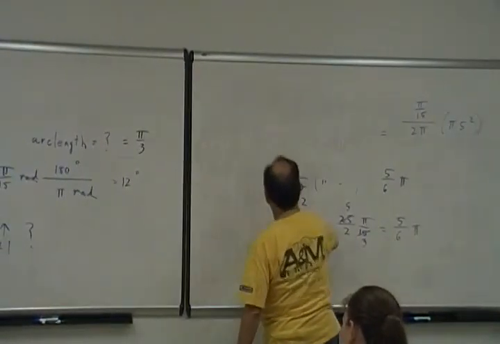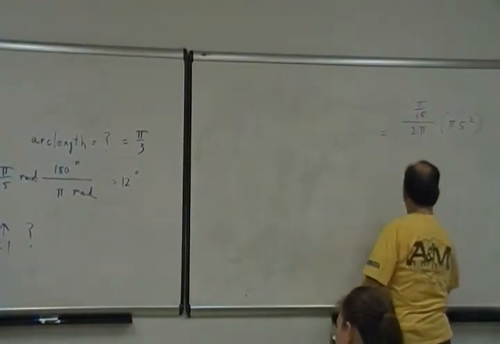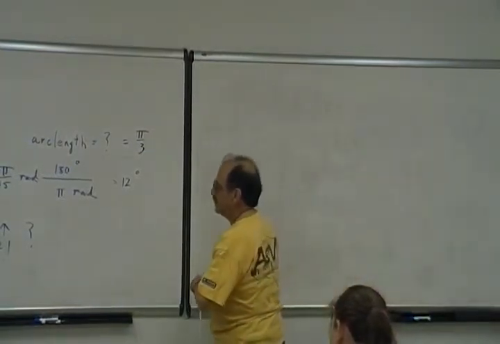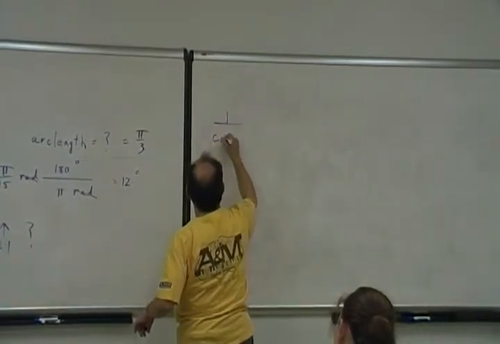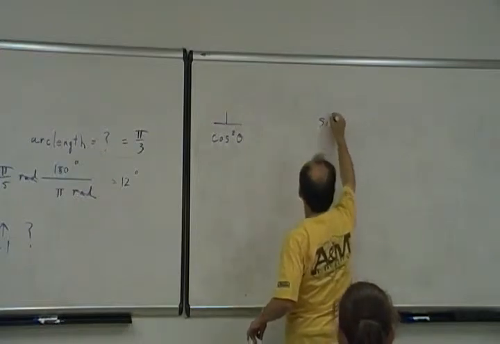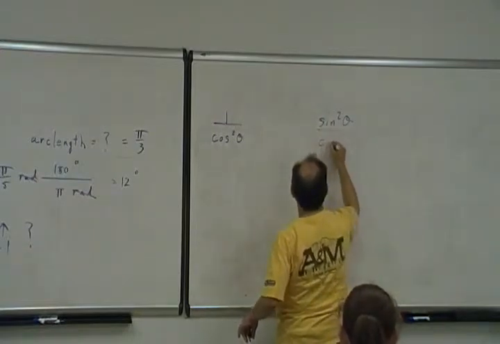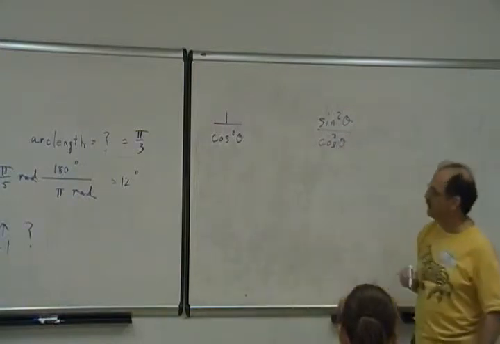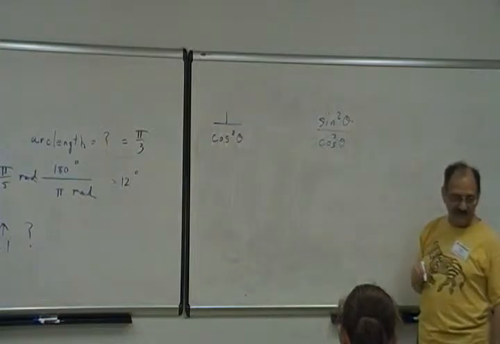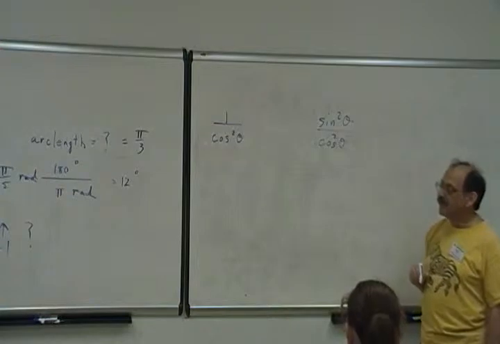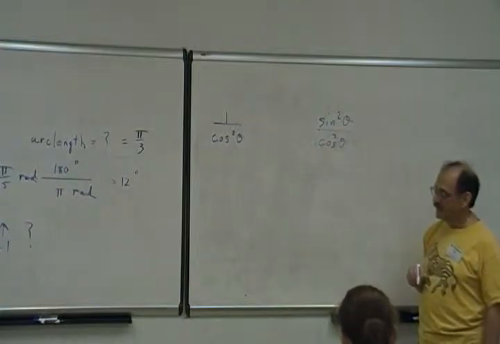Anybody else have a suggestion? Write them out in terms of their fractional coefficients, because secant is 1 over cosine, and tangent is sine over cosine. So this is 1 over cosine squared theta, and the tangent is sine squared theta over cosine squared theta. And where we came in contact with this yesterday was when we squared stuff and then divided by one of the squared coefficients.